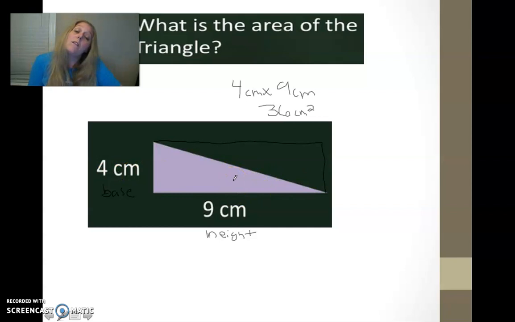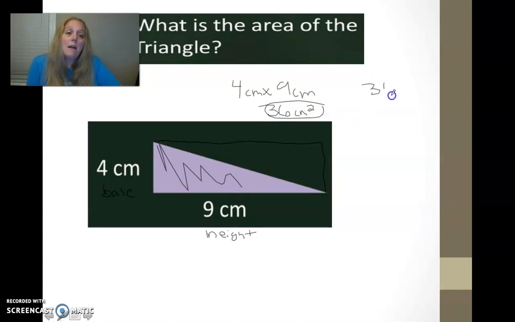So when you're thinking about what the area of just the right triangle is, remember you always have to take this amount and divide it by 2. So we're going to take 36 centimeters squared divided by 2. 36 centimeters squared divided by 2 is going to be 18 centimeters squared. So the area of the right triangle is just going to be 18 centimeters squared. Okay, so it's always half of what the original rectangle area would have been.